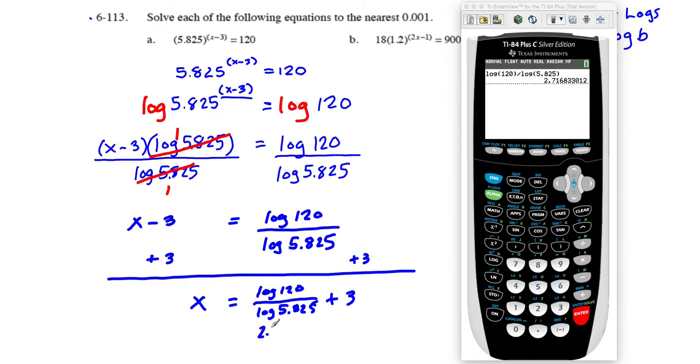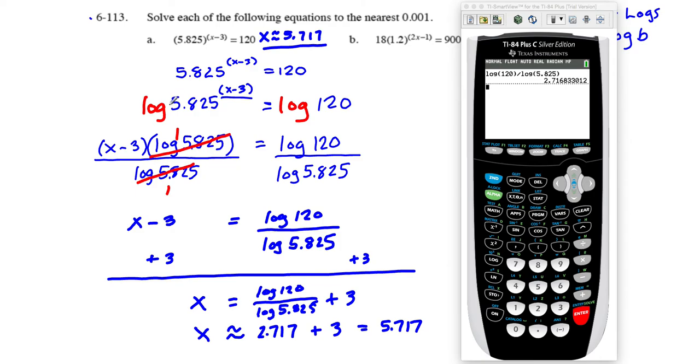So we had 2.717 when we round it. And then when we add 3 to that, that should give us 5.717. So x is going to be approximately that amount here. That would be our answer for letter A. We'll write it up here: x is approximately 5.717.